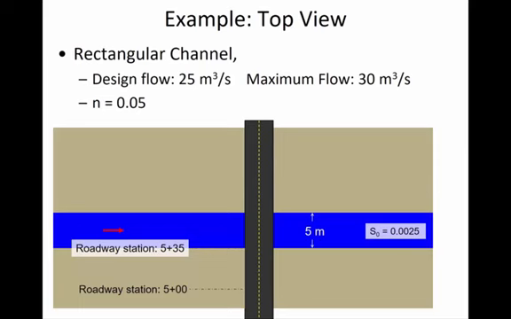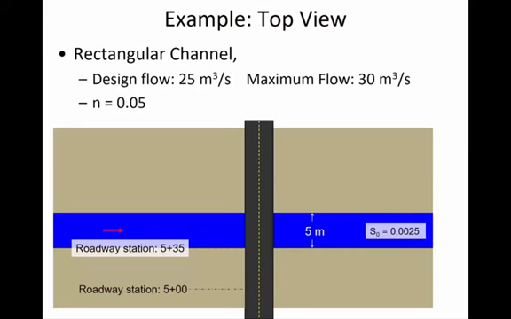So in this example, let's assume that a certain spot here is 5 plus 00, and then the river begins at 5 plus 35. These are meters. And so the roadway station at the end of the river would be 5 plus 40. Now, this S0, that's the slope of the river itself. The reason why water is going from left to right, just like that red arrow indicates, is that the river is downhill. And here's the slope of the river.